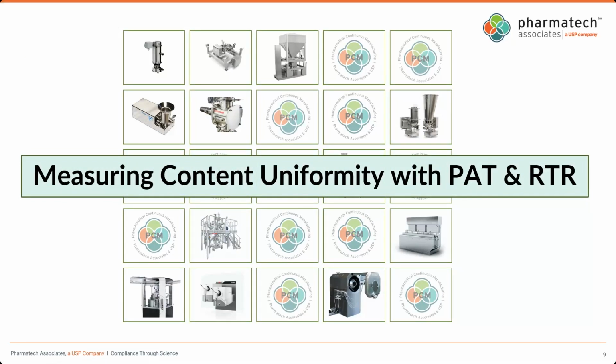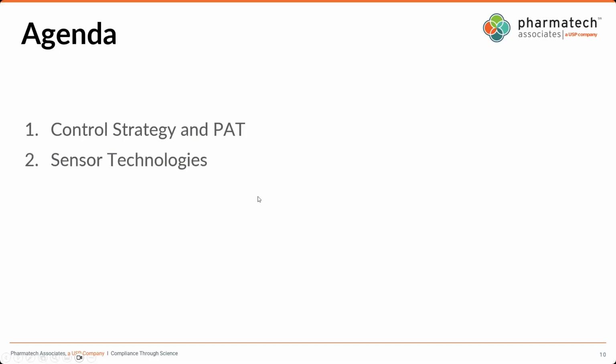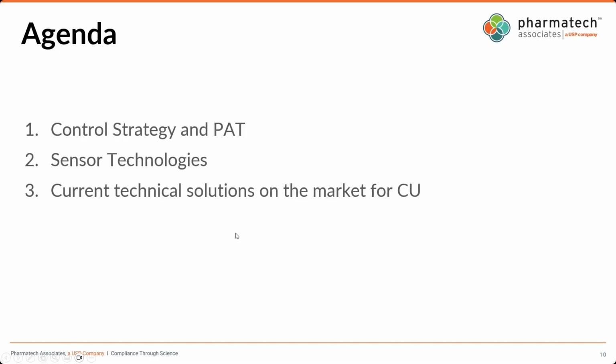scheme. And I'm going on here with a quick high-level agenda of our talk. So we will get into control strategy and PAT, how this is relating together, have a closer look at sensor technologies available today, current technical solutions on the market for content uniformity. As mentioned, content uniformity within the real-time release strategy, and then the conclusion at the end.